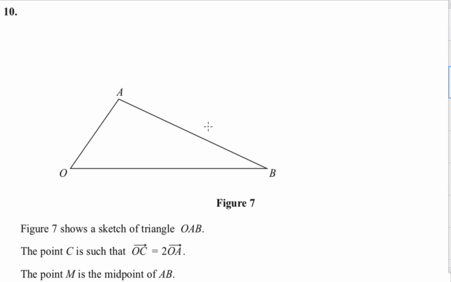Okay, question number 10 is a vectors question. We've got a triangle OAB. It says C is the point on OC such that it is equal to 2 lots of O to A. So C will be here. It says M is the midpoint of A to B. So there-ish. It says the straight line through C to M cuts OB at N. So N is here.